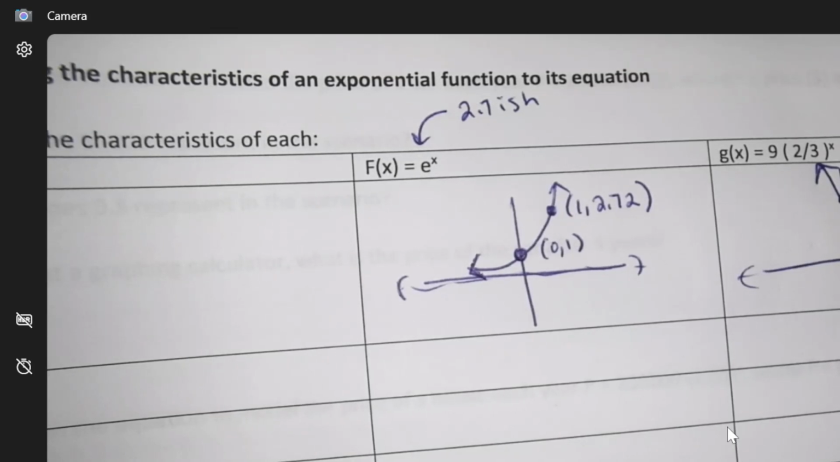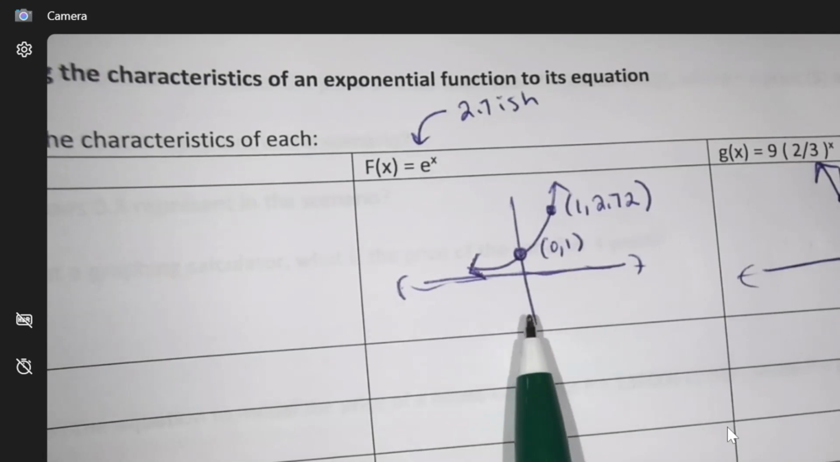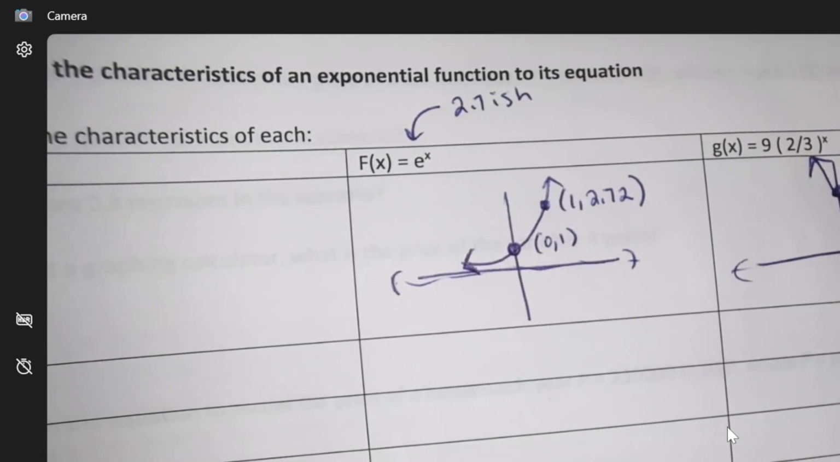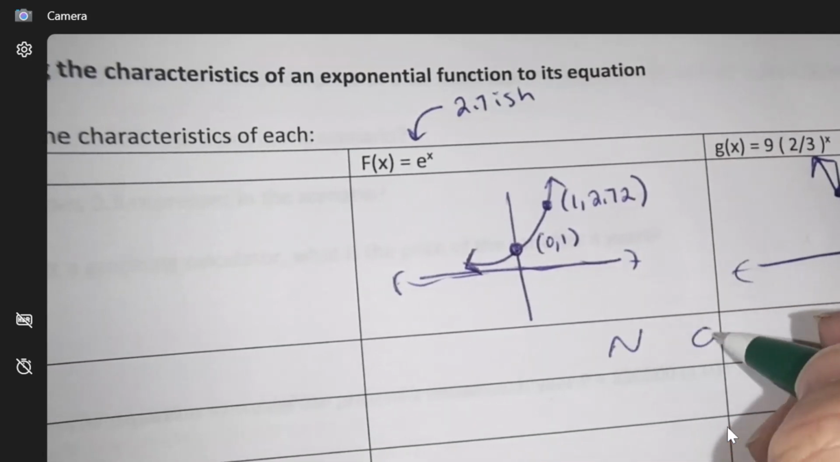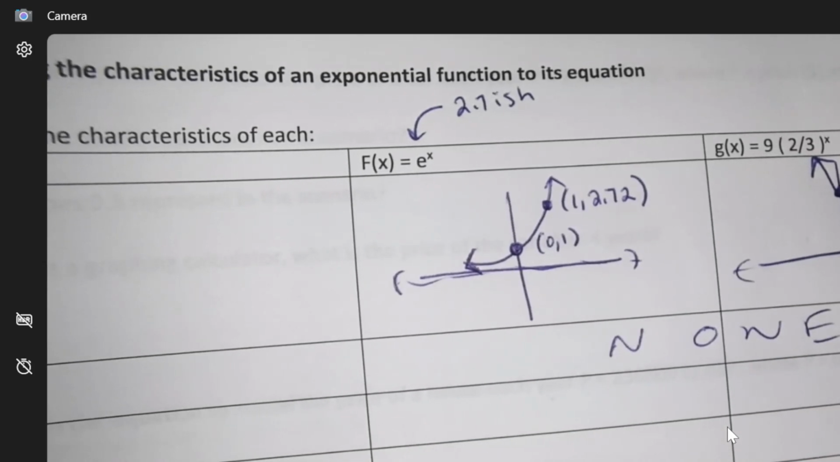Do we always have to put arrows on our asymptotes? Yep, on your graph. Yes. Okay, here we go. X-intercepts. Where does it hit the x-axis? Doesn't, both times. None.